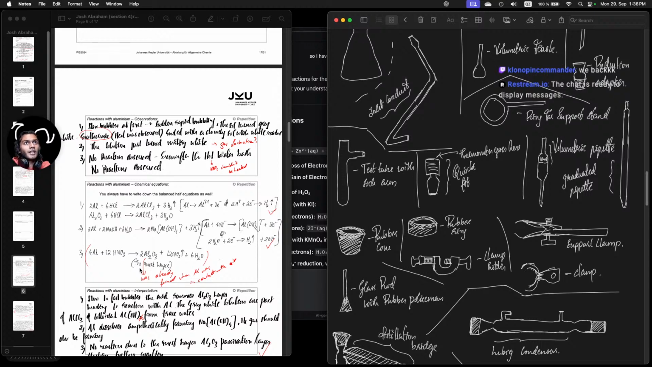Al2O3. Aluminium trioxide. Al2O3, what was the name? I don't know.